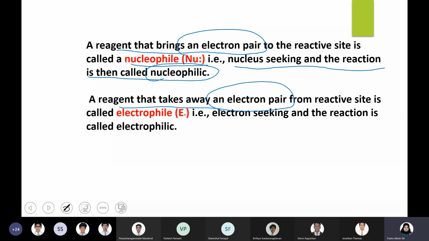Anyway, we'll continue. It's already time up to conclude the class. So we'll continue with nucleophile and electrophile in the next class.